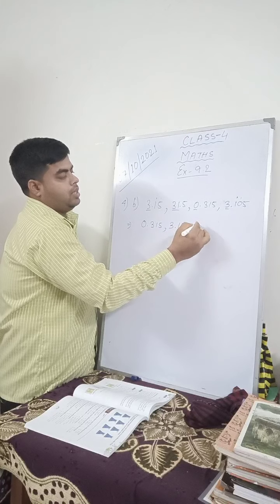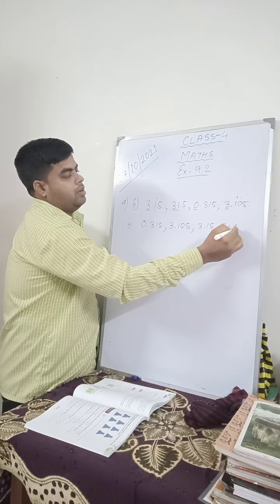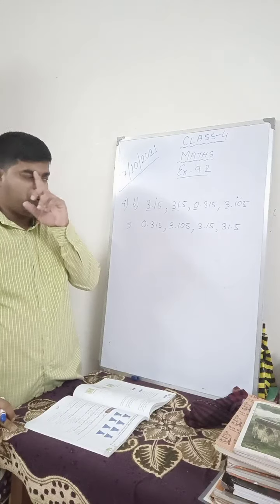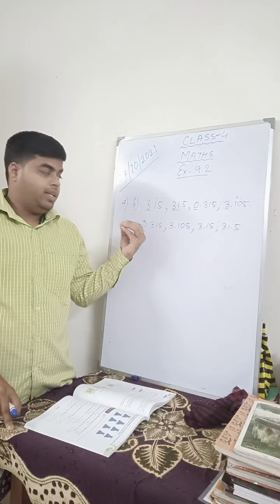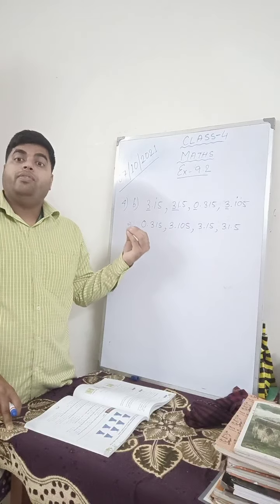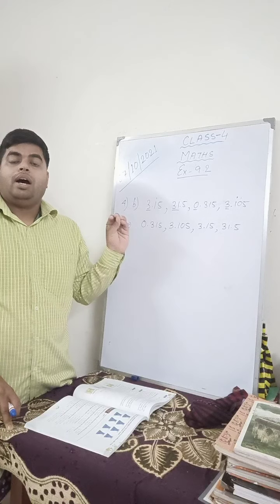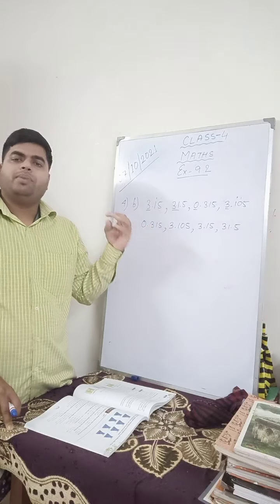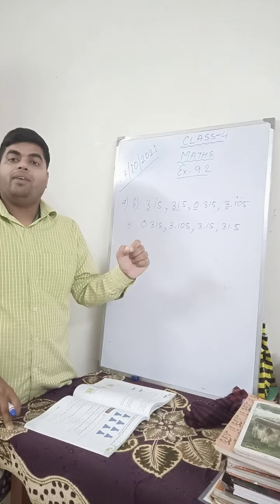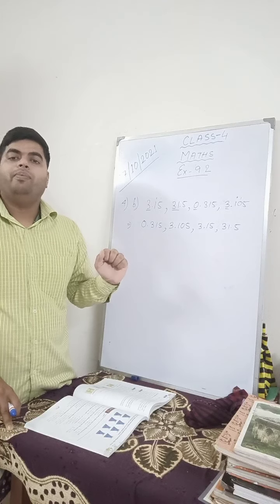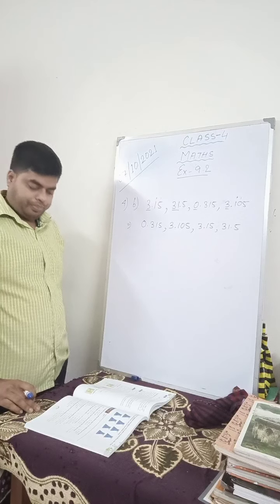Now you arrange here 3.15 and then 31.5. No matter how many digits you have after the decimal or how many digits you have before the decimal, if it is before the decimal, whichever number is greater, that is the greater decimal. After the decimal, sometimes you will find 1 digit, sometimes 2 digits, sometimes 3 digits. You have to see according to the value of the places. So I hope all of you have understood this.